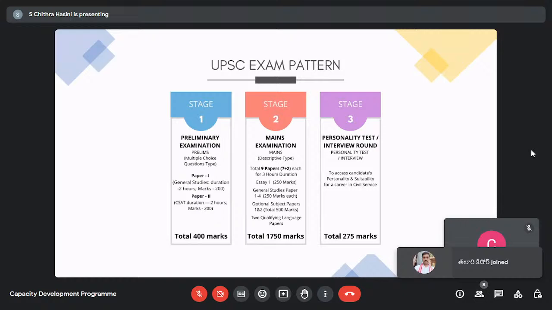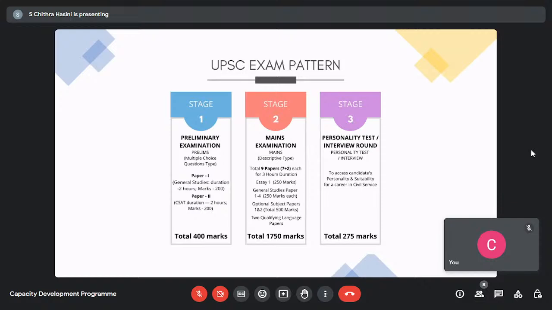The mains exam is of descriptive type. That means you have to write the answers. And we have a total of 9 papers in this exam. The first paper will be the essay, which is accredited for 250 marks. And we have 4 general studies papers, that is GS1, GS2, GS3, and GS4. All of these cover different subjects: polity, governance, IR, that is international relations, history, economics, and several others. These are 250 marks each, that is 4 papers of 250 marks each.